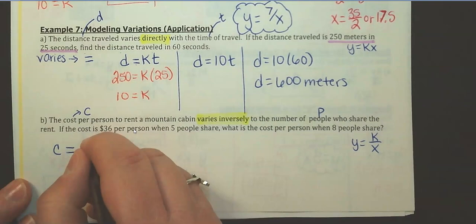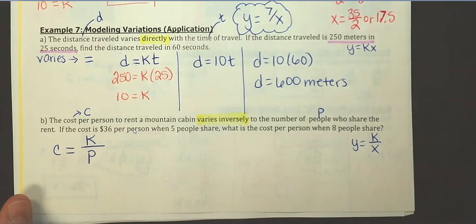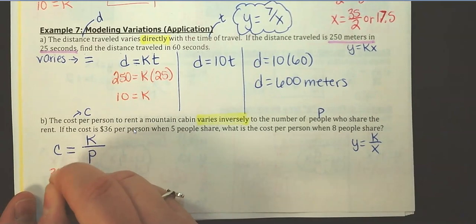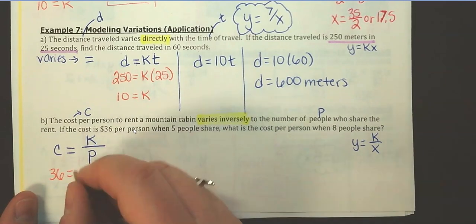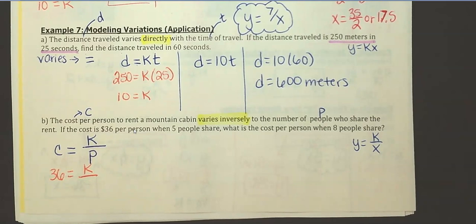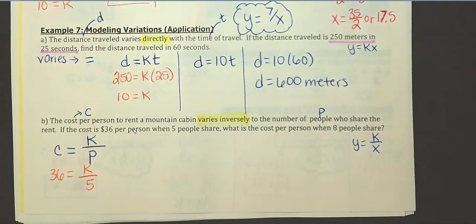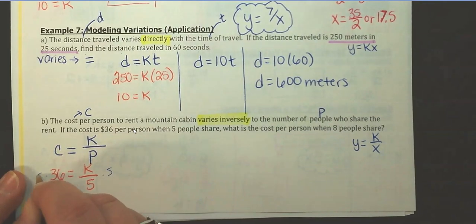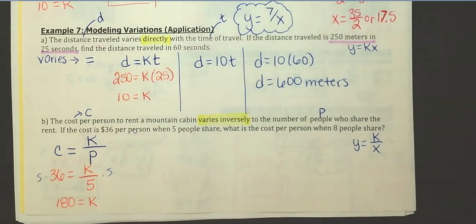Now, in this case, you got to put the K on the top, and we don't know that yet. The number of people are going to go on the bottom. Okay, then it's going to give you enough information to figure out K. So I'm going to start there. Then it tells me if the cost, so I'm going to put in 36 for the cost, is $36 per person when 5 people share. So again, you don't know your constant of variation. That's what we're going to try to figure out. And I know that there's 5 people sharing this. I can use that to help me figure out what the constant of variation is. So all you got to do, I'm just going to multiply both sides by 5 there, get that out of the denominator. So 180 would be my constant of variation.